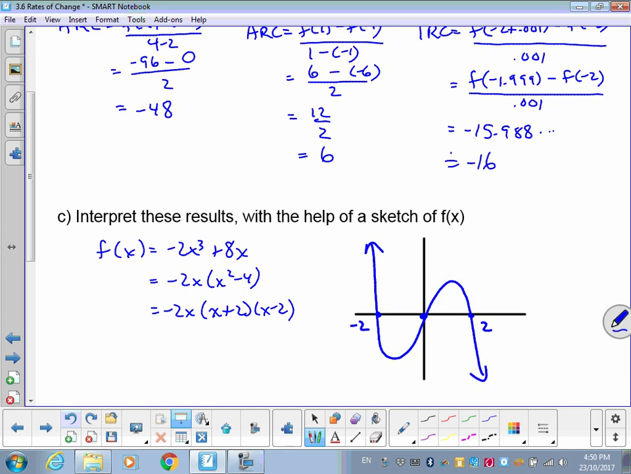So now let's look at those answers. If we look at the answer of -48, and that was on the interval from 2 to 4. Well, we can see the intercept of 2. We can't see where the 4 is. It's down there somewhere. But what does that answer of the average rate of change of -48 mean? It means that in that section, we've got a fairly steep negative slope going on. And if you think about that, yeah, that kind of makes sense.